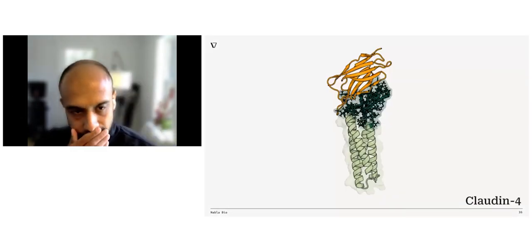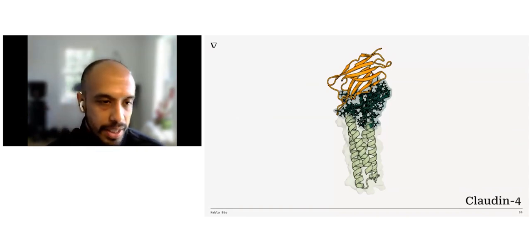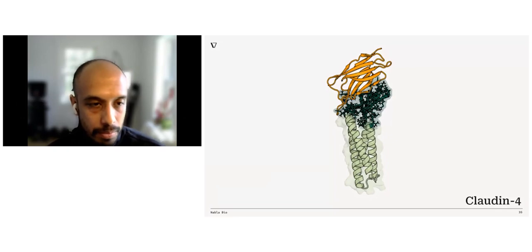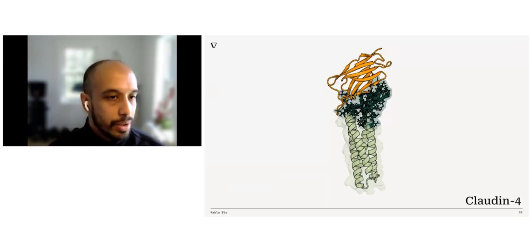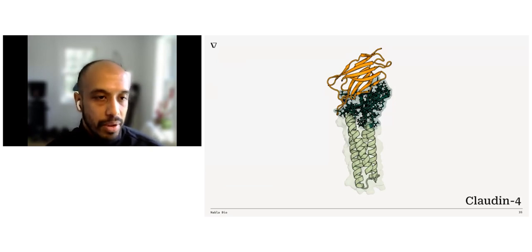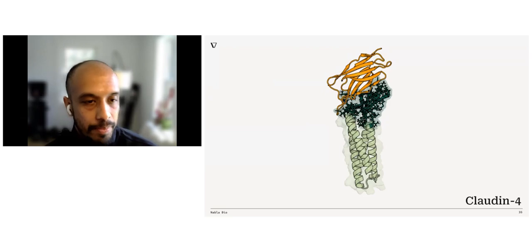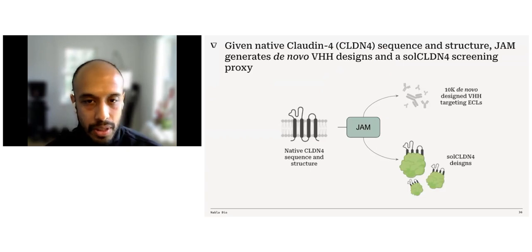Okay, so the first target I'll talk about is Claudin-4. This is a tetraspanner, meaning it's got 4 multipass alpha helices that are embedded in the cell membrane, and the dark green residues you see in this graphic here are the extracellular loops. And this is just an example of a JAM-generated VHH that is engaging these extracellular loops, or I'll just refer to these as ECLs throughout the rest of the talk.